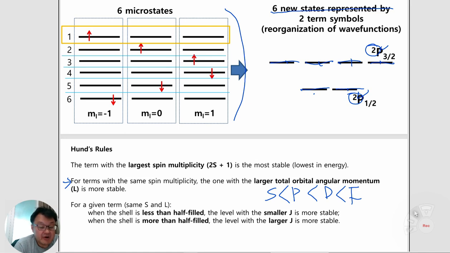For a given term, same S and L, we have to think about two different situations. Number one, when the shell is less than half filled, okay, we have maximum 6 electrons in p orbitals with the same principal quantum number. So half is 3, and we have only 1 electron. This is the situation corresponding to ours. We have only 1 electron in p orbital, so less than half filled. The level with the smaller J is more stable. So this is more stable.